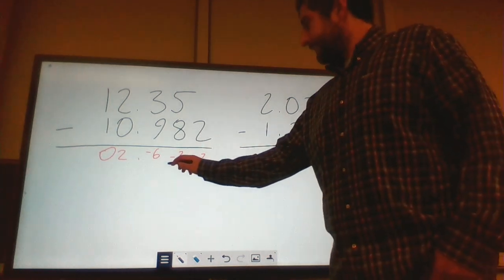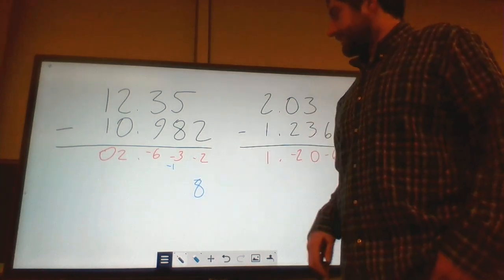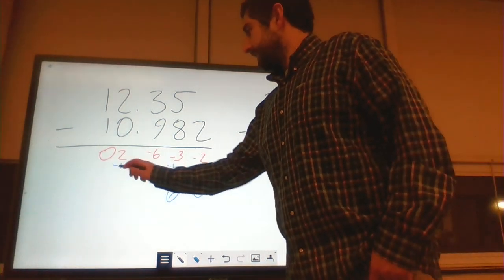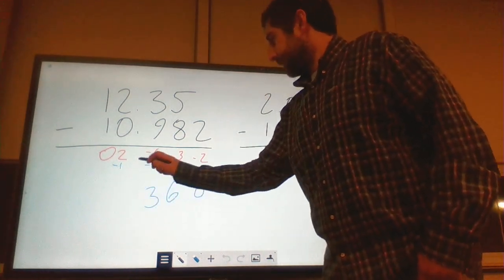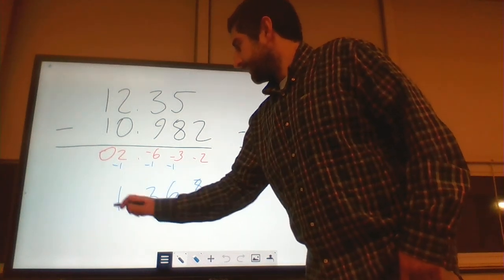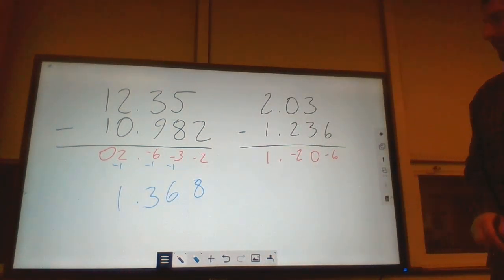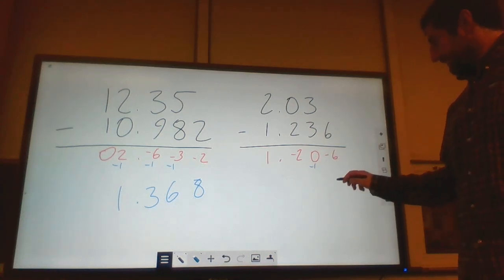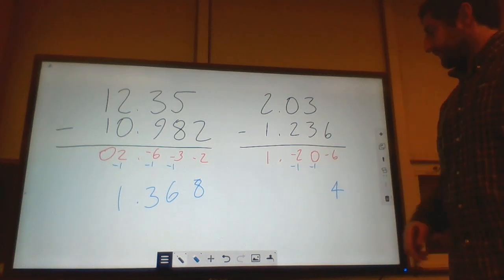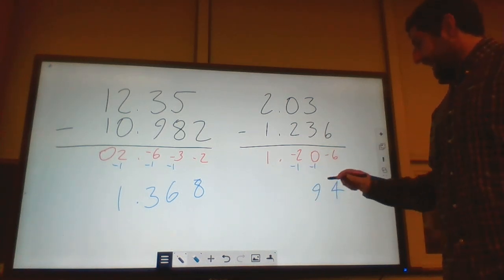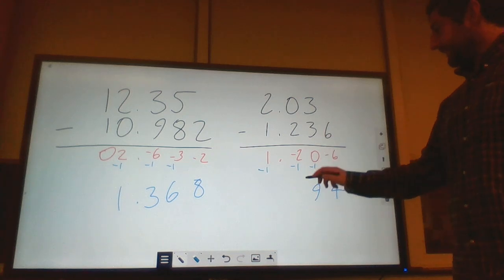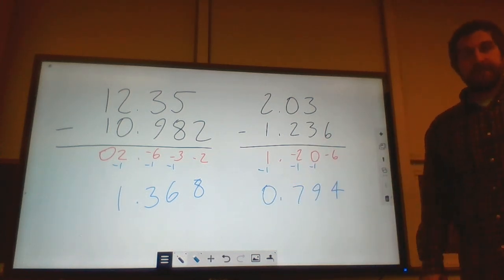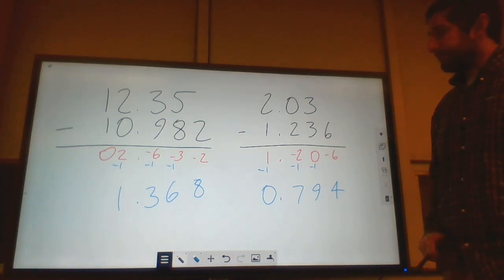So over here, -1 makes this 8, -1, this is 6, -1, this is 3, and 1. 1.368. Over here, on the other hand, -1 turns this into a 4, -1, this is a 9, -1, this is a 7, and then that's a 0 after the decimal point, or before the decimal point. So 0.794.